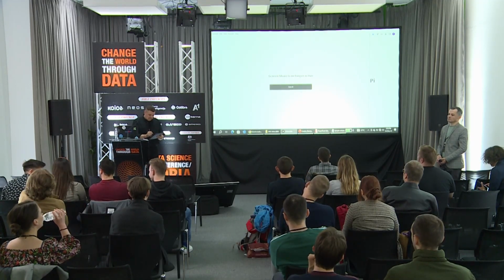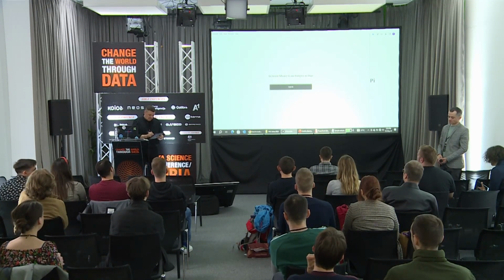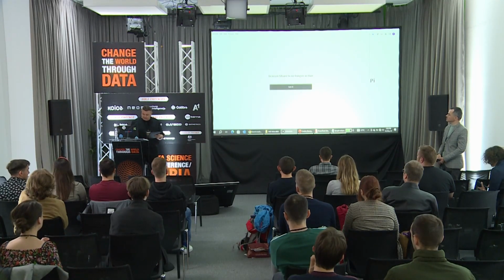What's the problem with this? Present with screen share. Okay, connected, got it.